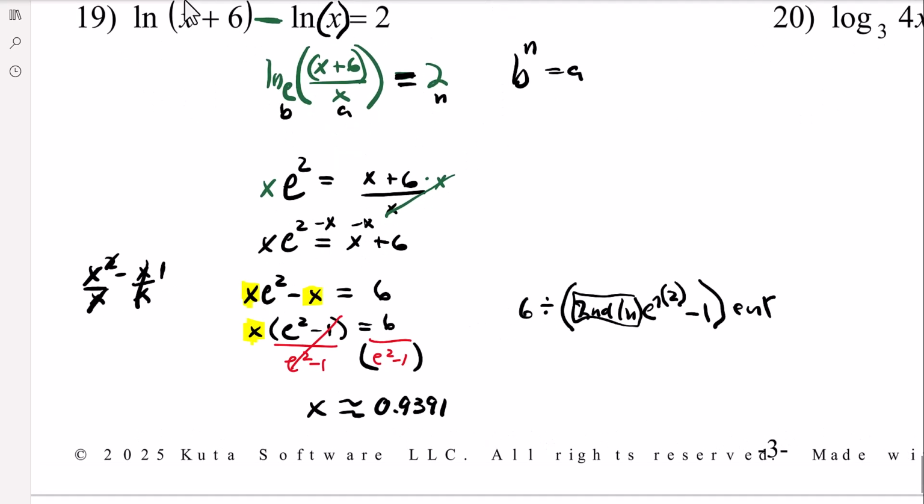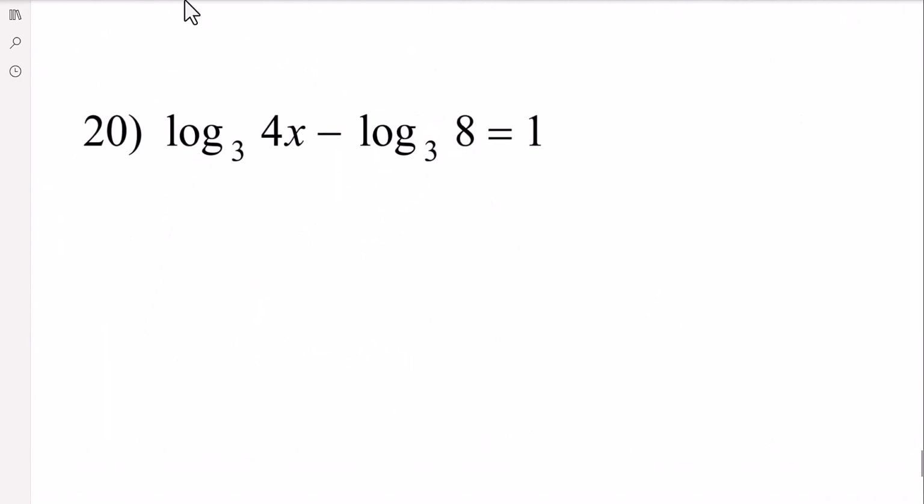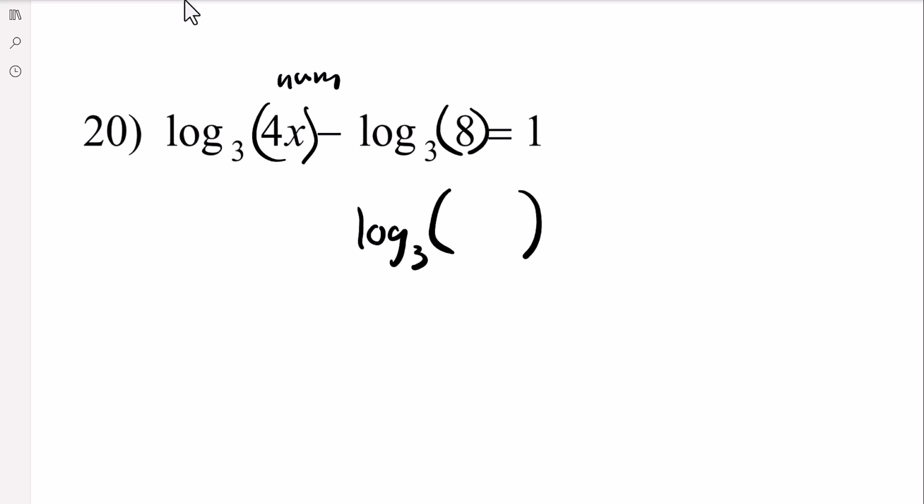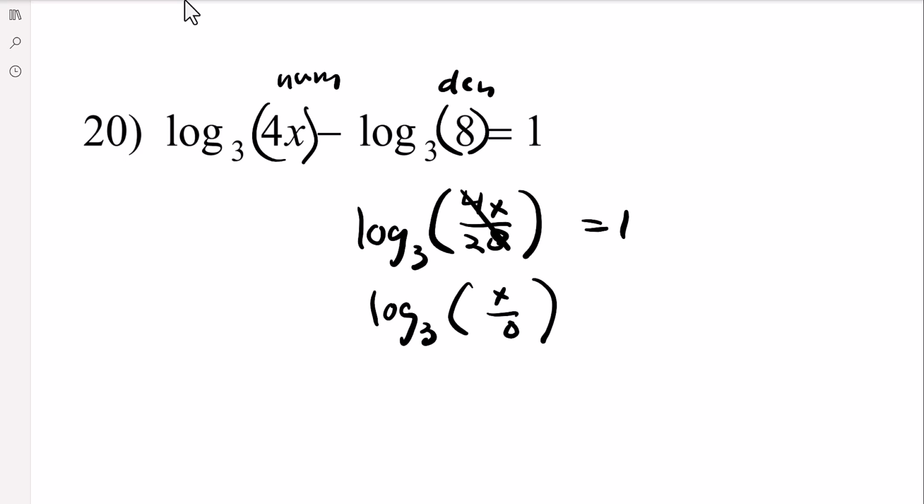Okay, and then we've got one more that we're going to do. And again, subtraction condenses to division. This would be the numerator. This would be the denominator. 4 over 8, that cancels to 2. So I'll rewrite that. So it's x over 2, because they both had a 4 in common.